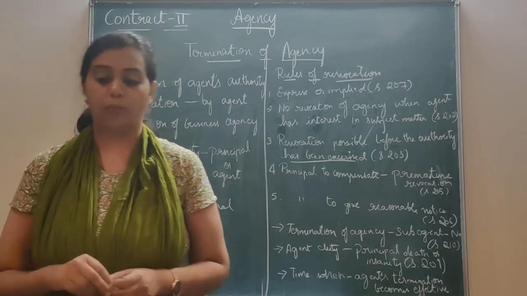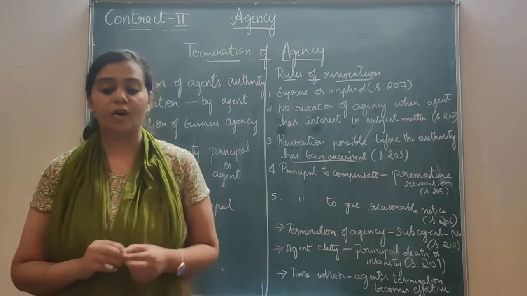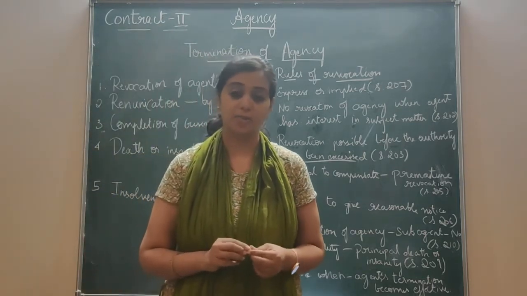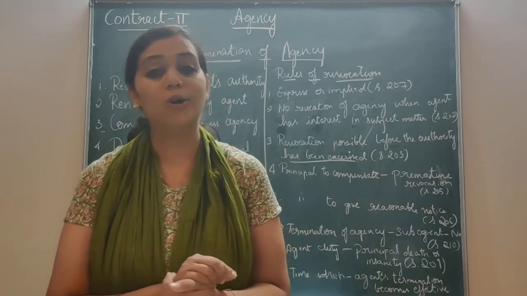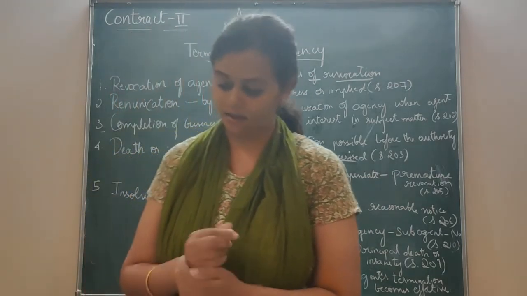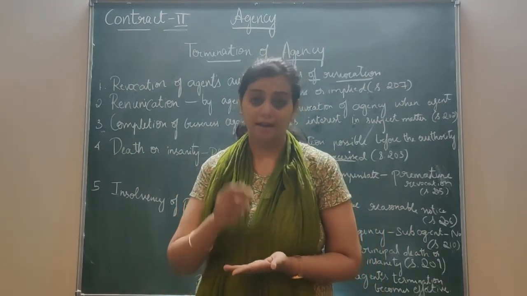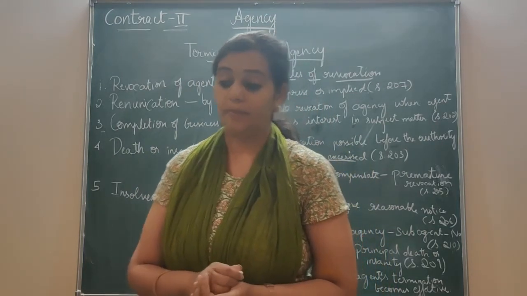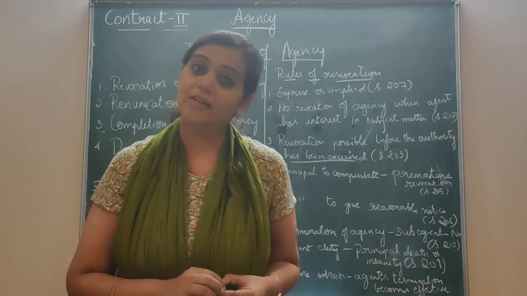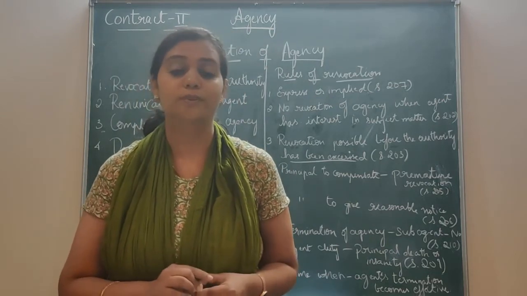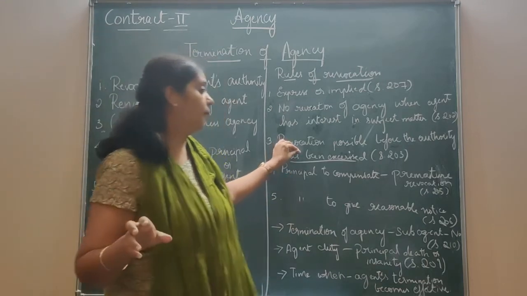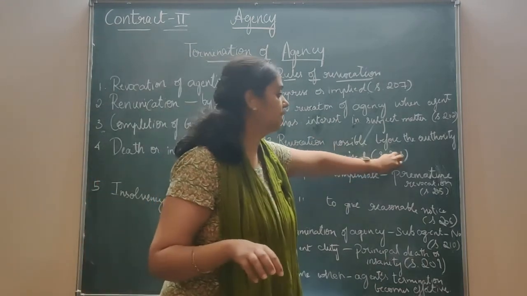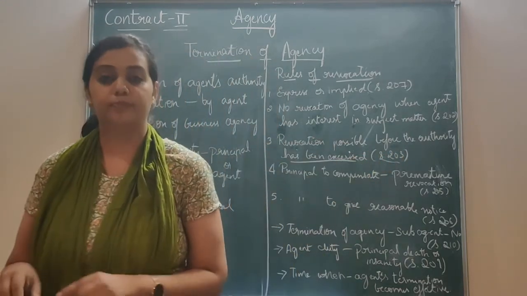Then there is one more point: revocation when authority has been partly exercised, when a part of the transaction is done. What to do? Under section 204, the principal cannot revoke the authority in case of partly done transactions also. That's given under section 204, and revocation before the authority is exercised is given under section 203.